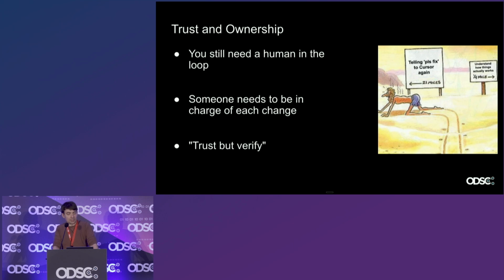So it's really important that we have a human being guiding these agents and prompting them to do the right thing. And in particular, it's really important that you have a human being who can be basically held accountable for the changes that the agent is making.